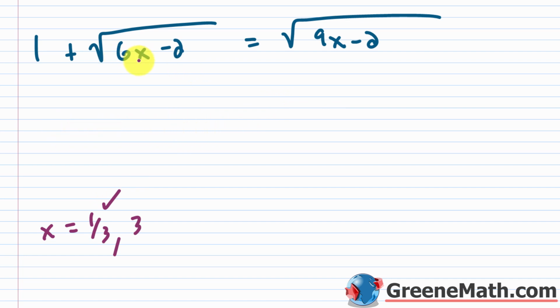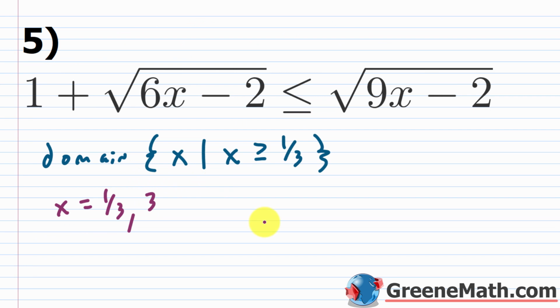Now in terms of 3, I think we could just eyeball this one. So 6 times 3 is 18. 18 minus 2 is going to be 16. The square root of 16 is 4. So you have 1 plus 4, which is 5. That equals. Over here, 9 times 3 is 27. 27 minus 2 is 25. The square root of 25 is 5. So this one works as well. So both of these are going to work.